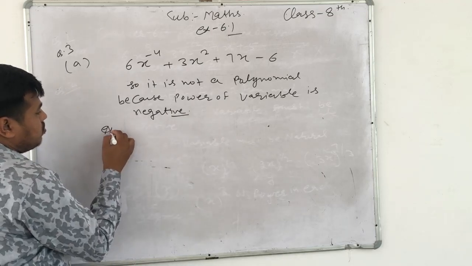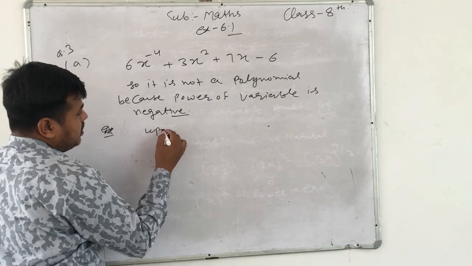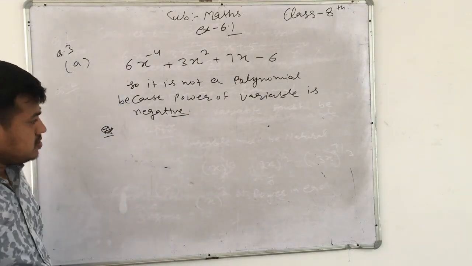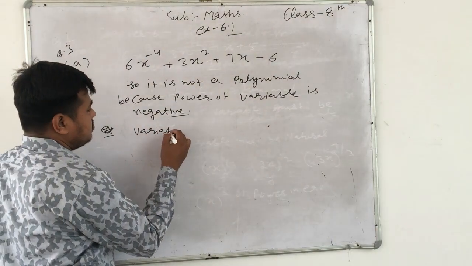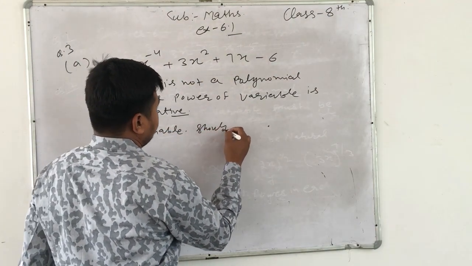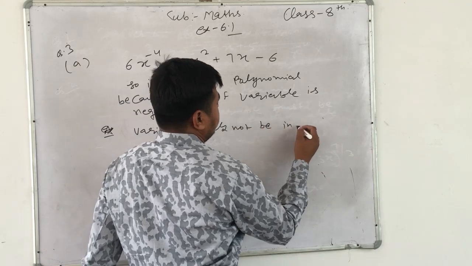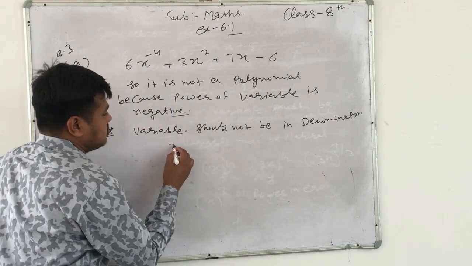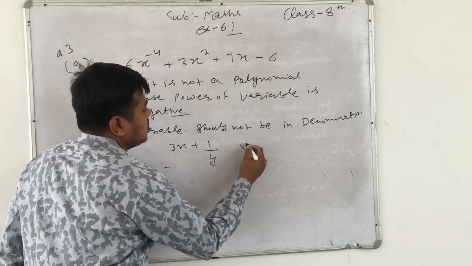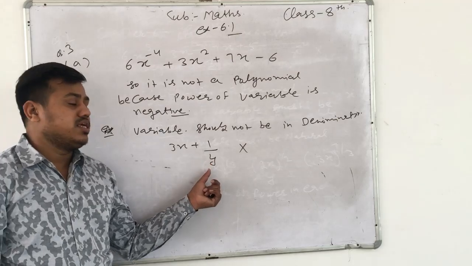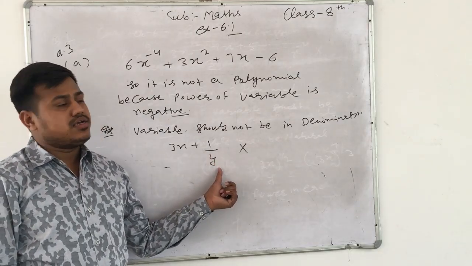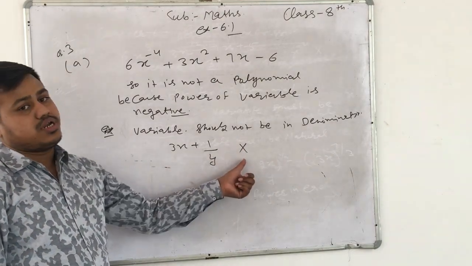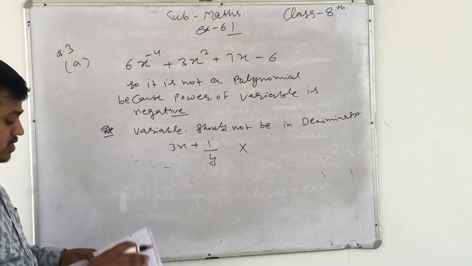And one more condition you can note down: the variable should not be in the denominator. Like 3x plus 1/y is not a polynomial because here the variable y is at the denominator place. So such a condition can also come, where it is an algebraic expression, but it is not a polynomial. This is the condition to check a polynomial.